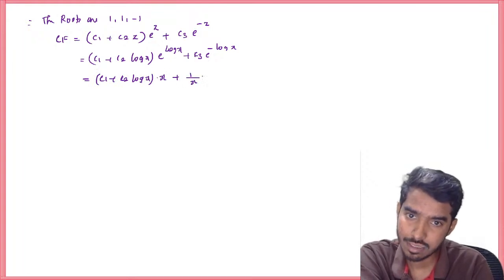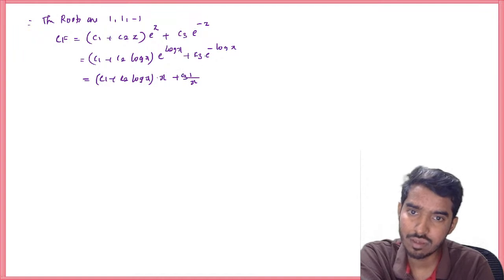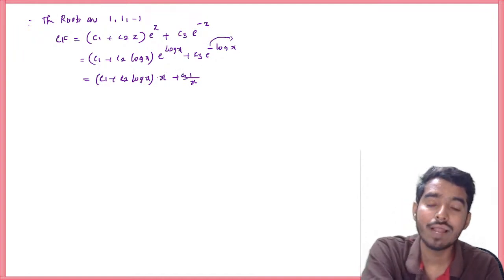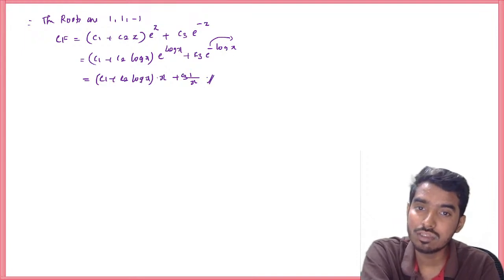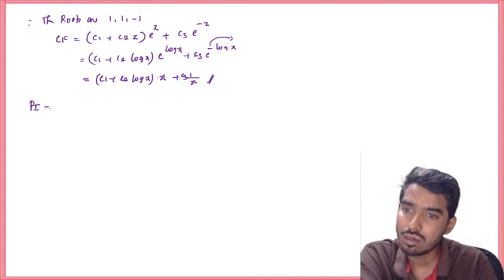This is 1 by x, right? So C3 into 1 by x. So take this minus 1 to the power. So we have x power minus 1. So e power log x power minus 1 is x power minus 1 only. This is your CF. Now we'll find PI.